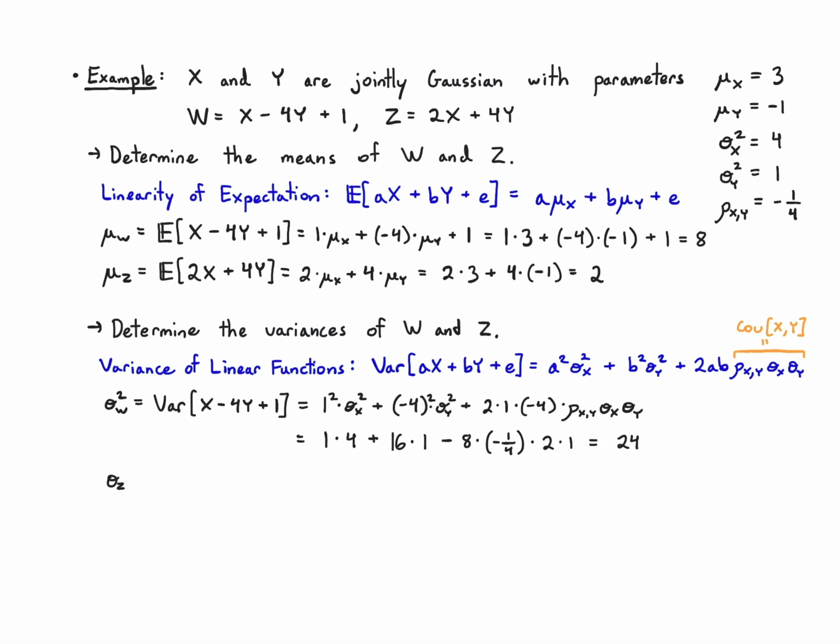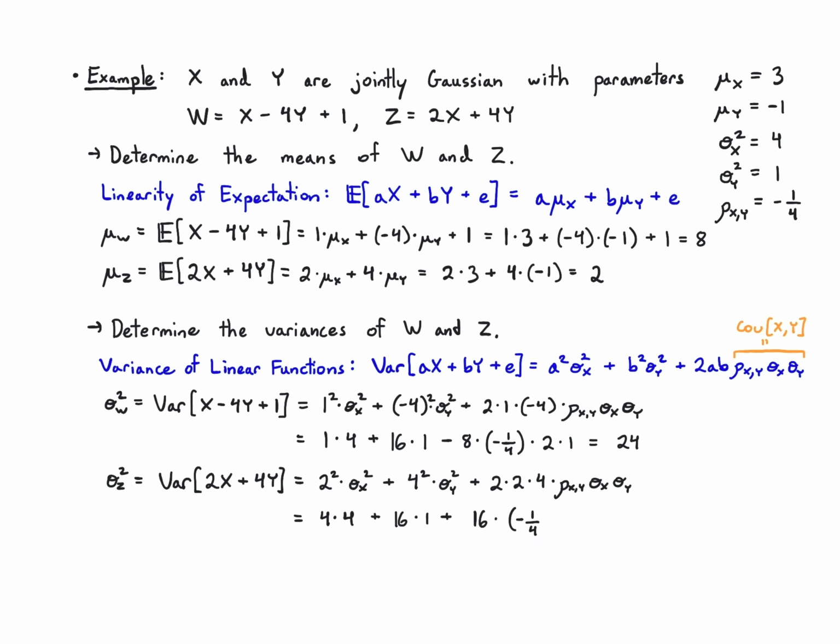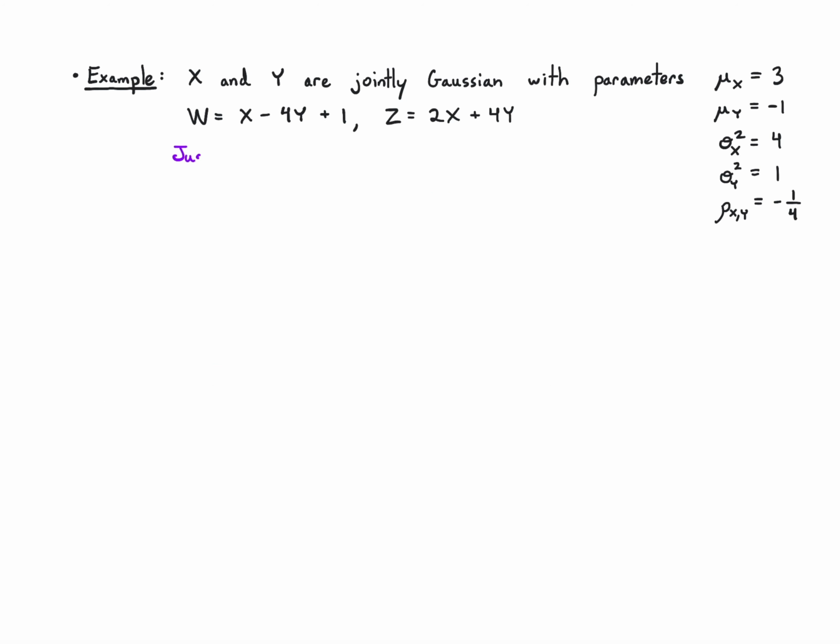We'll repeat the same thing for the variance of z. That's going to be the variance of 2x plus 4y, which is going to be 2 squared times the variance of x plus 4 squared times the variance of y plus 2 times 2 times 4 times the correlation coefficient times the standard deviation of x times the standard deviation of y. And so that's going to be 4 times 4 plus 16 times 1 plus 16 times negative 1/4 plus 2 times 1. And that again is going to be 24. So I actually just chose this example so these both work out to be 24.